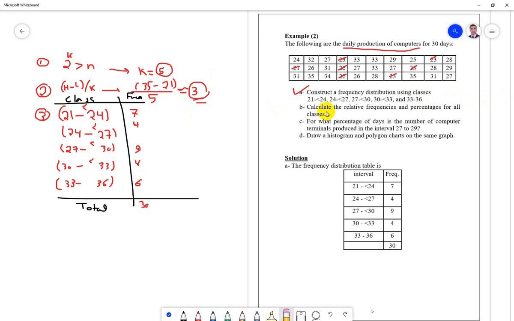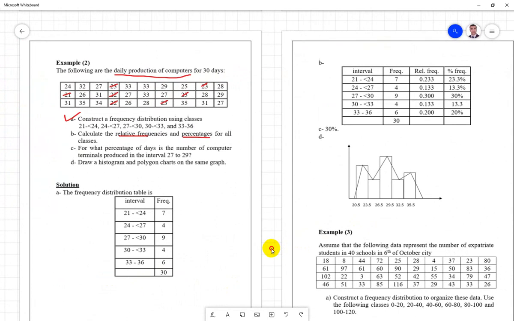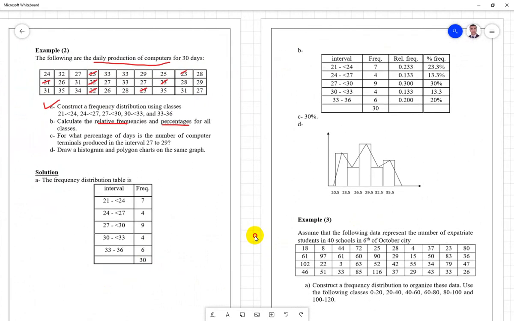Question B is the same as question B for the qualitative data. We need to find the relative frequency and the percentage frequency in the same way. Each frequency divided by the total gives you the relative frequency, and the relative frequency times 100 will give you the percent. We don't need to waste time on that. In the same way we calculated the relative frequency for qualitative data, we calculate it here. 7 over 30 gives you the value, 4 over 30 gives you the value, and then times 100 we find the percent frequency.